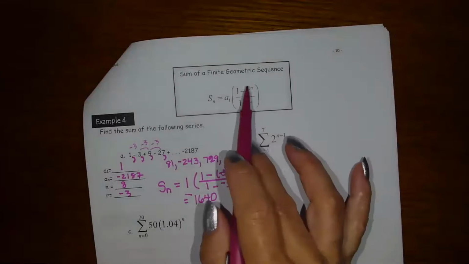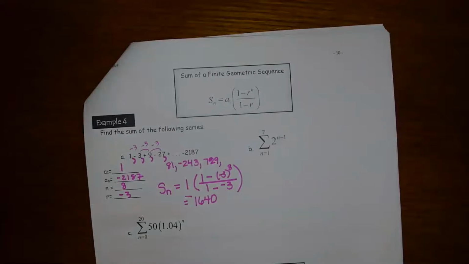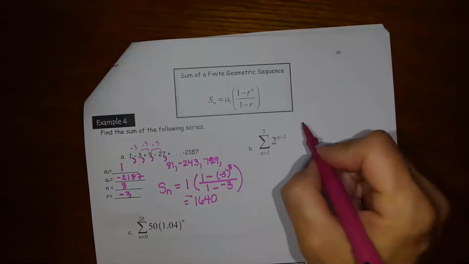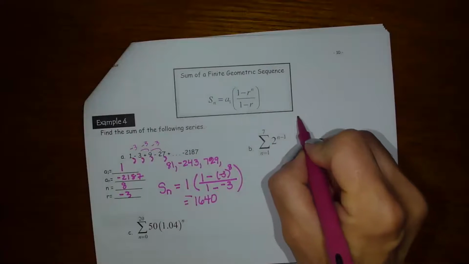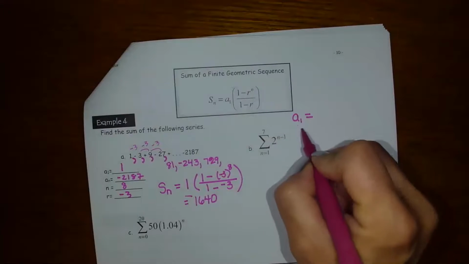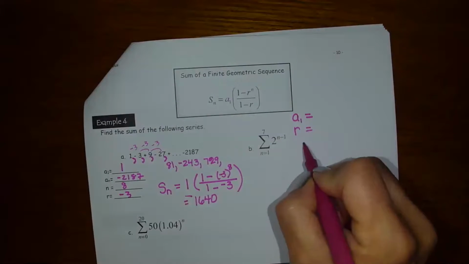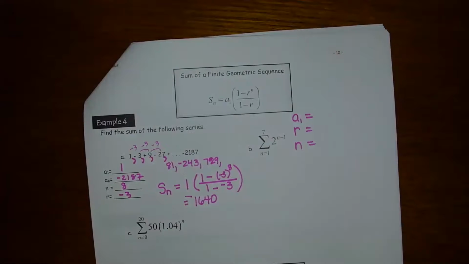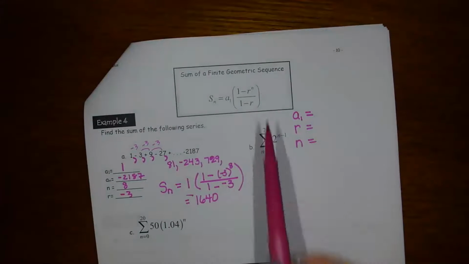You could face a problem like this without a calculator. They could give you easy numbers to work with. So let's figure this out. We need to know A1. We need to know R and we need to know N. That's all we need for these, right? Those are your three variables.